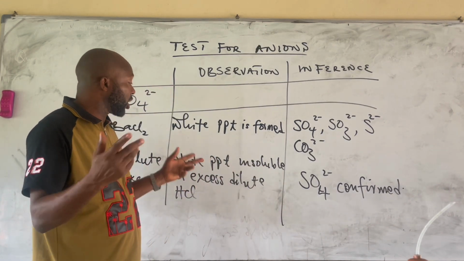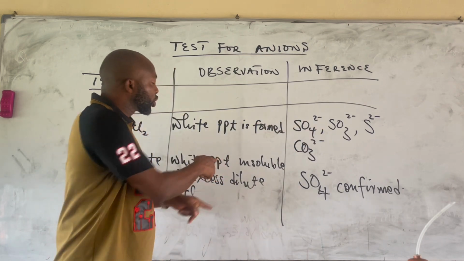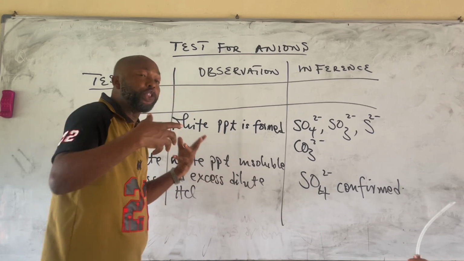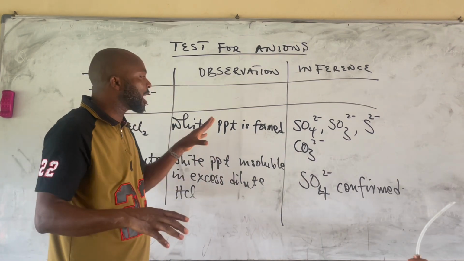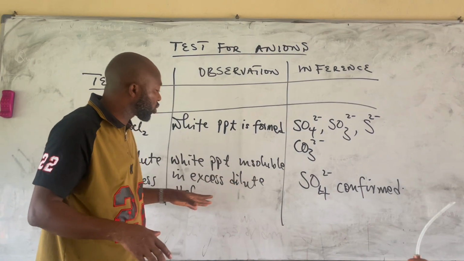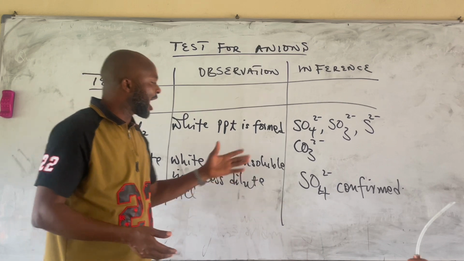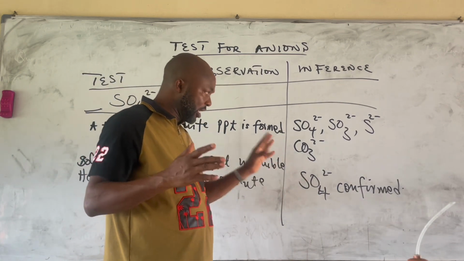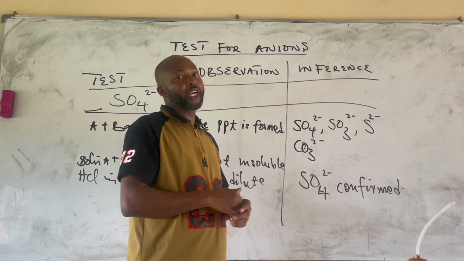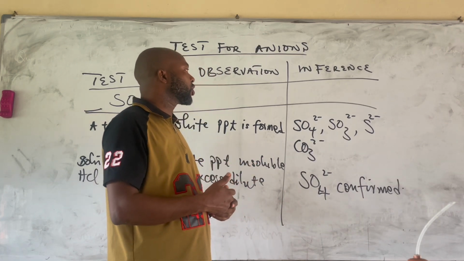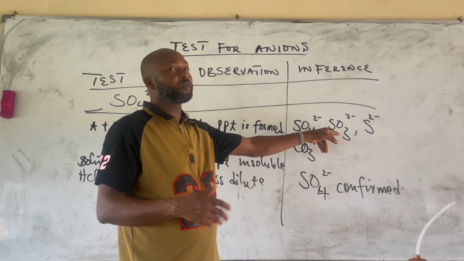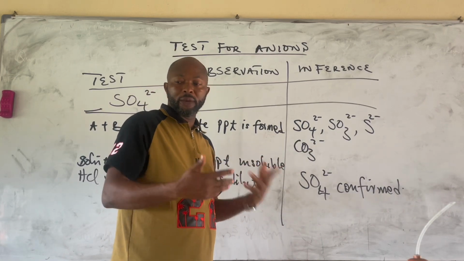Why is it SO4? Because SO3 would have been soluble with dilute hydrochloric acid. CO3 would have been soluble with dilute hydrochloric acid. But we know that SO4 is insoluble in dilute hydrochloric acid. So, as soon as we have white precipitate insoluble in excess dilute hydrochloric acid, we have to come to the conclusion that SO4 is confirmed, because it is only this guy that will not be soluble in excess what? Dilute hydrochloric acid. So we are going to take the trioxosulfate 4 ion, which is SO3. So we'll begin to look at the differences that will emanate from there.